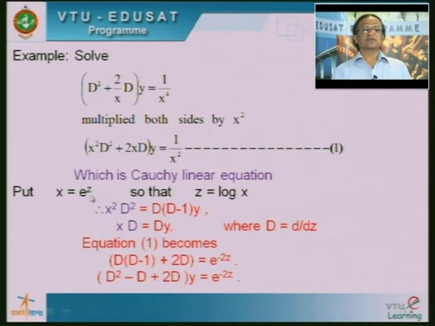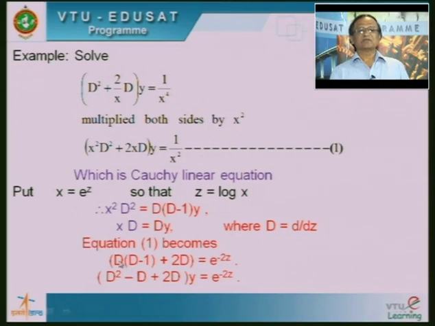Put x is equal to e raised to z, so that z is equal to log x, and I can find out the value of the first term. What is the first term? x square into d square. x square into d square is equal to d into d minus 1 into y. What is the second term? x into d. It can be written as d into y, where d is equal to d by dz. Then I will substitute these two values in equation 1.